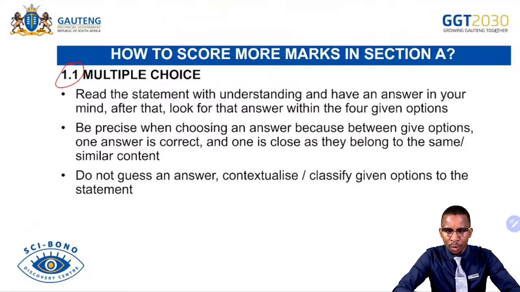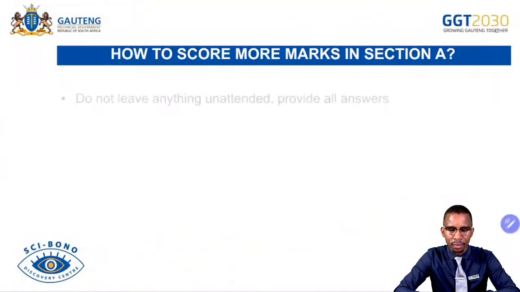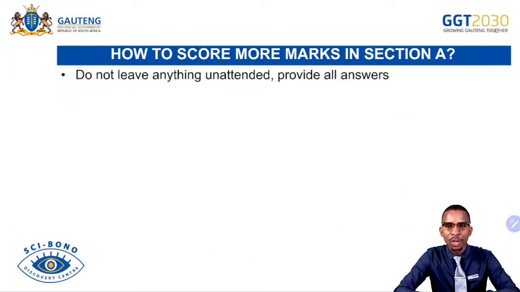Do not guess an answer. Contextualize, classify, giving options to the statement. It is very important that you avoid guessing, because if you guess, it's highly possible that you get the answer wrong, because remember, we have 4 given options, so it is difficult to guess on given 4 options. You need to ensure that you synthesize, contextualize, and then you get the answer that is correct. Do not leave anything unattended. Provide all answers. We have seen that sometimes you candidates leave some spaces unattended with the hope that you will come back and refill, only to find that the time is not on your side. So avoid doing that, because you lose marks unnecessarily.